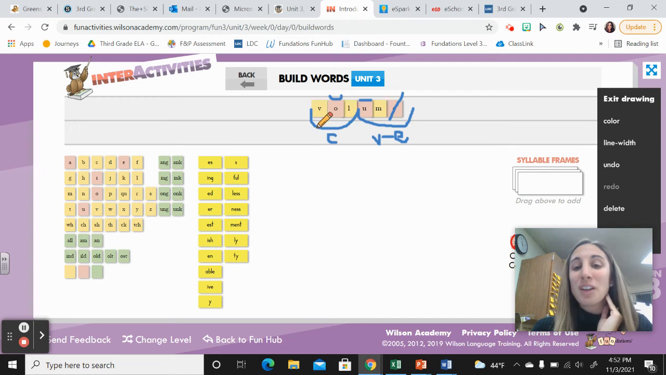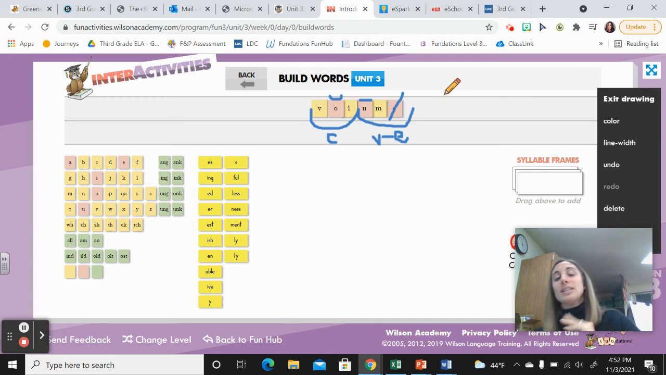What's the whole word? Volume is our word of the day. Sometimes you may need to turn up the volume to hear better. Sometimes it's too loud and you need to turn down the volume on something. Okay, our word of the day is volume.